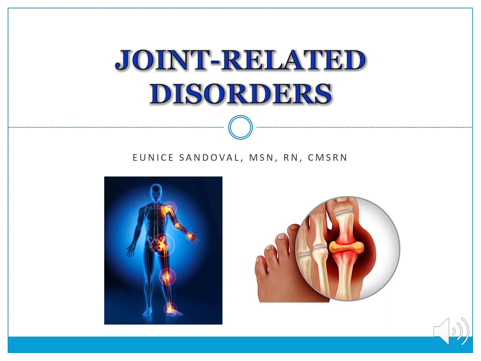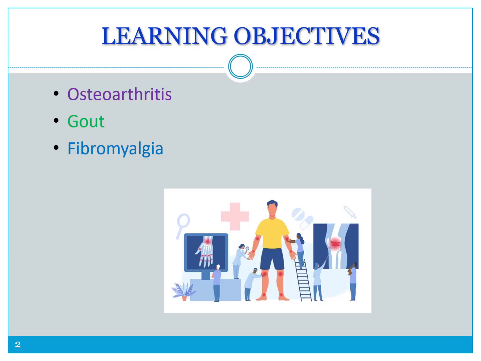Welcome to this lecture. We're going to talk about 3 specific joint-related disorders. So we're going to talk about osteoarthritis, not to be confused with rheumatoid arthritis, and you'll see why. We have gout and fibromyalgia.